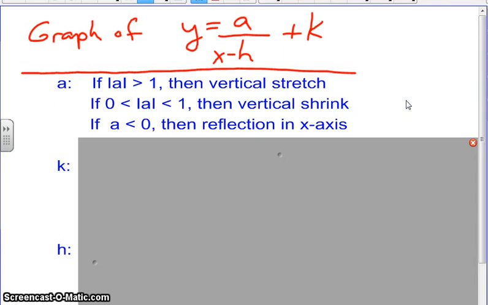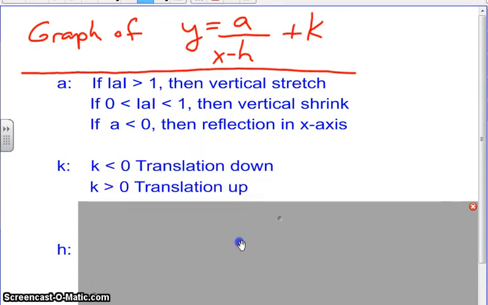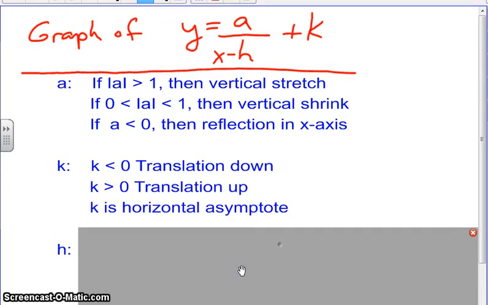Okay? And then when it comes to k, that was the first value that we used to transform the rational function. If k is positive, what's the transformation? Up, right? Your horizontal asymptote moves up. What if k is negative? Down. Translation up or down. K is the horizontal asymptote.